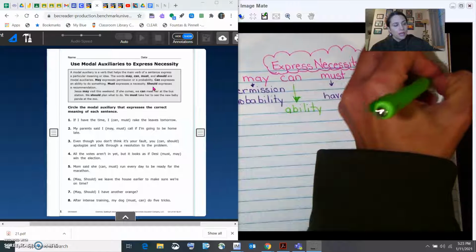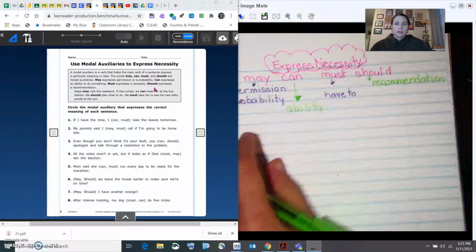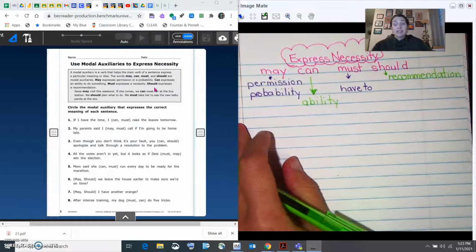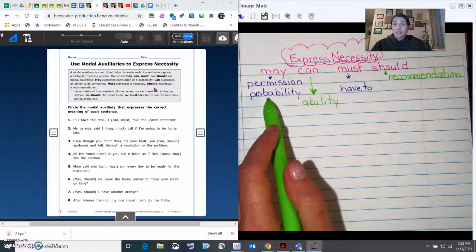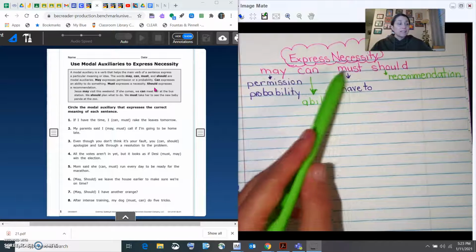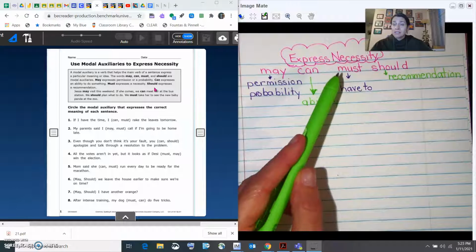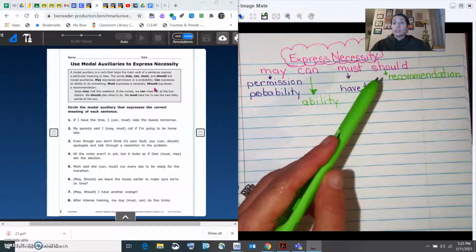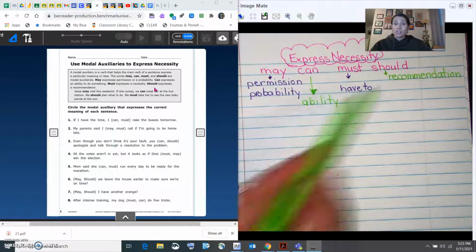Okay. Let me move my hand so you can write it. This is going to be on the test, so I want to make sure that you understand the difference. May is permission. Can is ability, like I can walk, versus may I walk. Must, you must walk, or you should walk, which is recommendation.